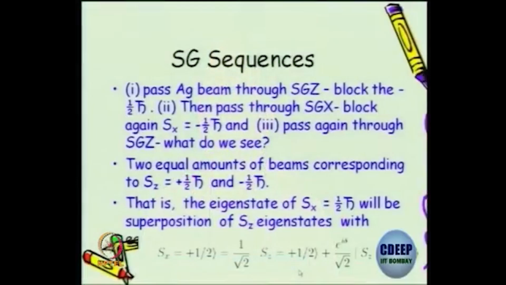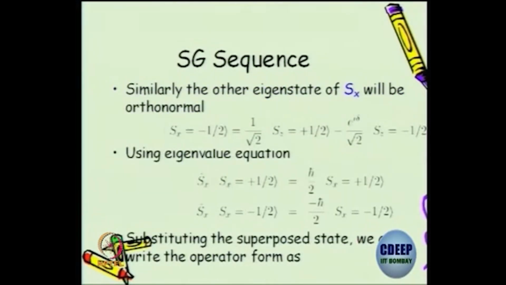The other eigenstate should be orthogonal to this state. The Sx equal to minus half state will again have equal intensity, but the coefficients should be such that those two states are orthogonal, and also that state per se should be normalized. In fact, I could have put an up spin here and a down spin here just to make notation simpler, but you know both the notations.